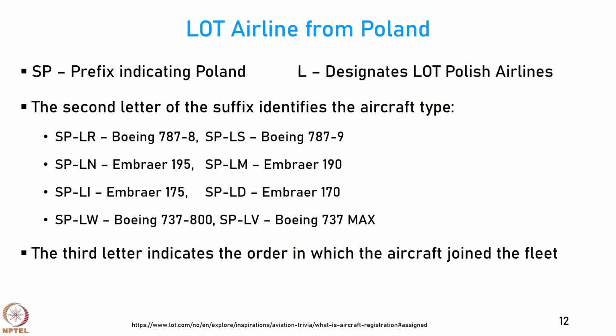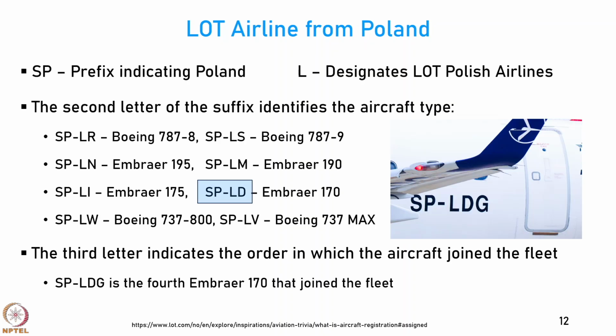Now, there is also a third letter which indicates the order in which the aircraft joined the fleet. For example, if you have SPLDG, it stands for Polish registered LOT Airlines aircraft of Embraer 170, and D means ABCD, the fourth aircraft. So, SPLDG is the fourth Embraer 170 aircraft that joined the fleet of LOT Airlines in Poland.